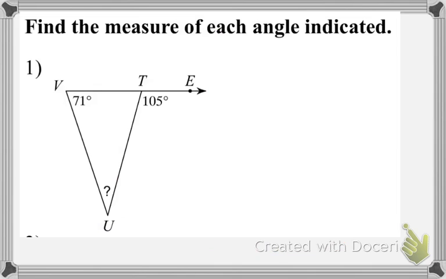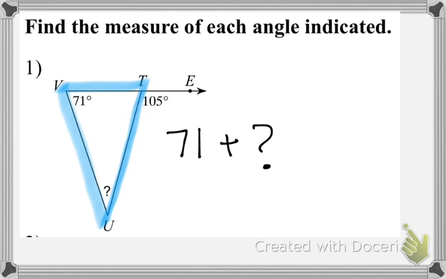Okay, so now using this, I'm going to go ahead and go over some of your homework problems here. So it says find the measure of each angle indicated. So here for one, we have our angles, and I always like to know, is my angle going to be inside the triangle or is it outside? And so here I like to just kind of mark the inside. So the inside of the triangle will be the 71 degrees plus the question mark, and that is going to equal the angle that's outside, the exterior angle. So here that's going to equal the 105.